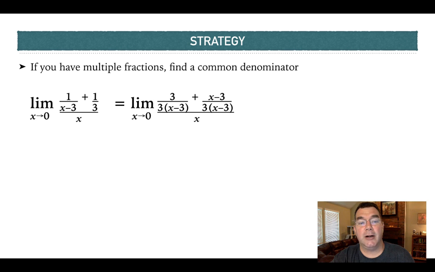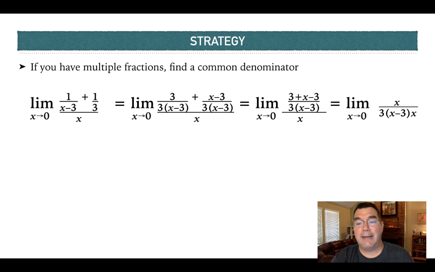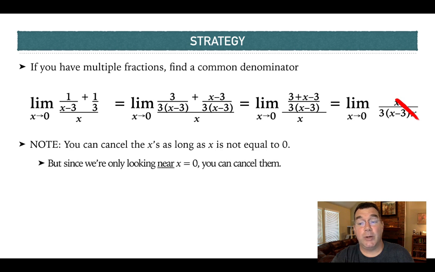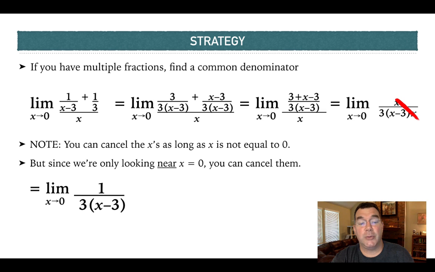So the common denominator on top is going to be 3 times x minus 3, and I change my numerators accordingly, and then I can write that entire numerator as one big fraction. 3 plus x minus 3 all over 3 times x minus 3, and all of that is still over x. But notice that the numerator in that fraction can be simplified to just x. The denominator of 3 times x minus 3 will stay the same, and there's still an x on the very bottom. But what you notice now is that there's an x on top and bottom that can be canceled out. So you're left with 1 over 3 times x minus 3.